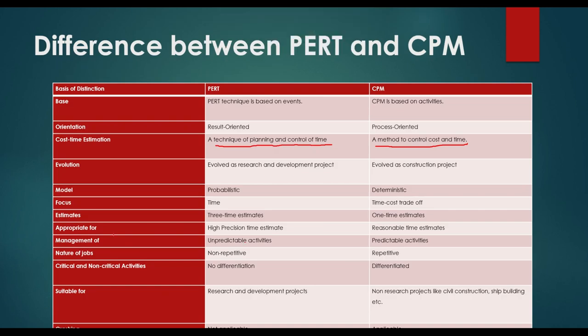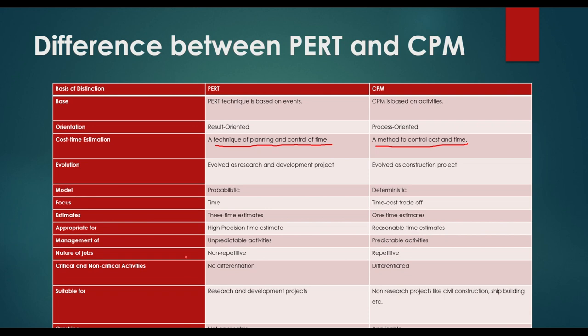Then next is appropriate for high precision time estimate. When you want to calculate the time to complete an activity, then we use PERT. This is for high precision, which means accuracy is very, very high. But in CPM there is a reasonable time estimate, which means there may be a little bit of up and down in the time, because time can change. Why can time change? Because we want to reduce time and cost. We will try to identify a trade-off between time and cost. That's why precision may be a bit hampered in case of CPM.